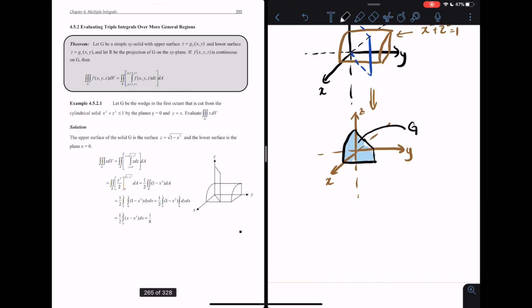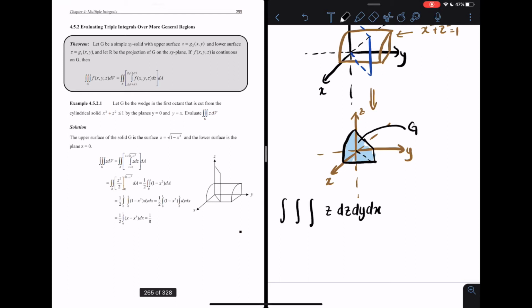So right now, what should I do with this question? I have to set up my own triple integral. I'll leave some space over here, and I have z, dz, dy, dx. It's up to you to either have dz, dx, dy or dz, dy, dx.